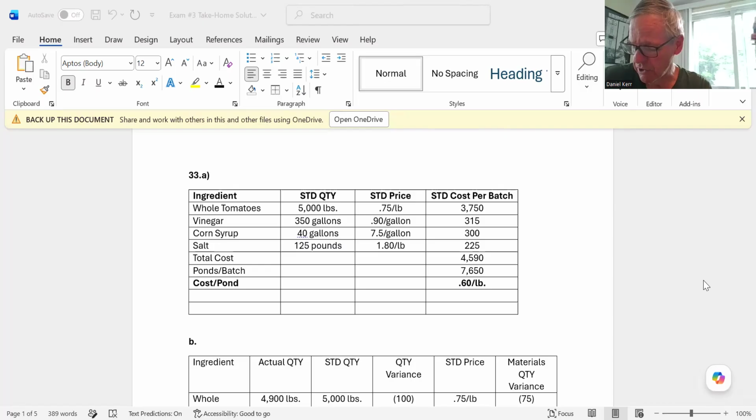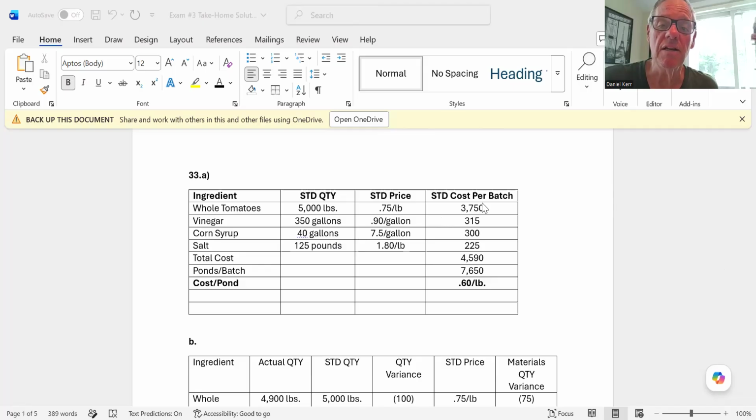In part A, you got to determine the standard unit material cost per pound of the standard batch. And part B, you've got to determine the direct material quantity variance for this particular batch. So to get the standard cost per pound, you have to use the standard quantity for the various ingredients: whole tomatoes, vinegar, corn syrup, and salt. You got to multiply each standard quantity times the standard price.